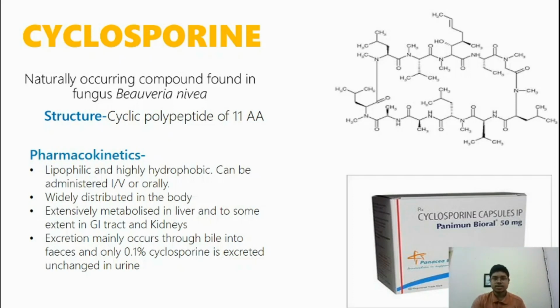It is widely distributed in the body, extensively metabolized in the liver and to some extent in the gastrointestinal tract and kidneys. Excretion mainly occurs through bile into feces and only 0.1% of cyclosporine is excreted unchanged in urine.